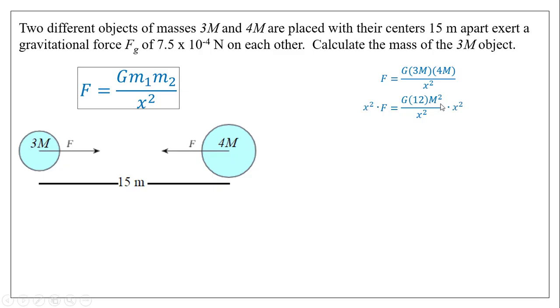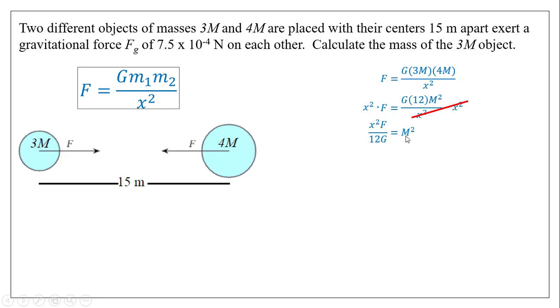To get M squared by itself, the next algebra step would be to get rid of this x squared in the denominator. To do so, multiply both sides by x squared. So you notice here now there's an x squared on the left side, or you can just bring the x squared up to the left side if your algebra is good. And then here, M squared is still not by itself. You have a capital G, you have the 12. So I'm going to divide both sides by G and 12. So that's going to look like this.